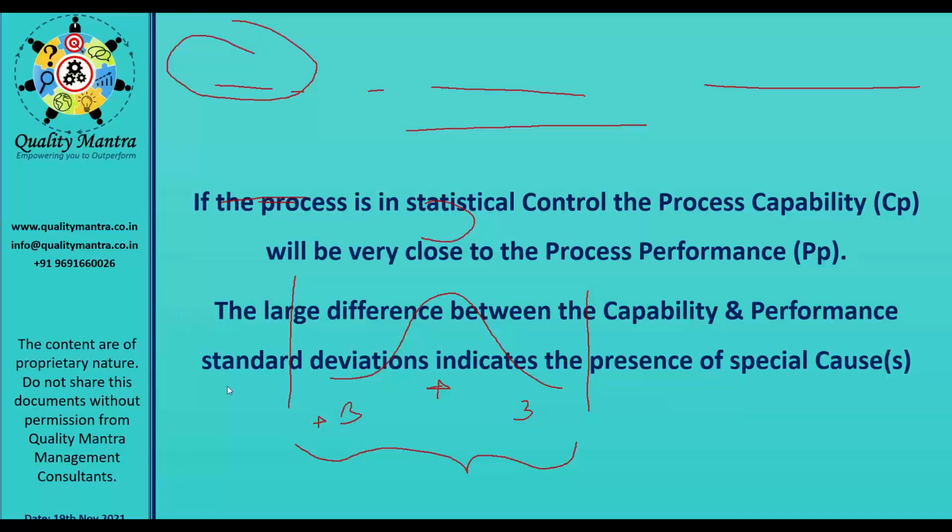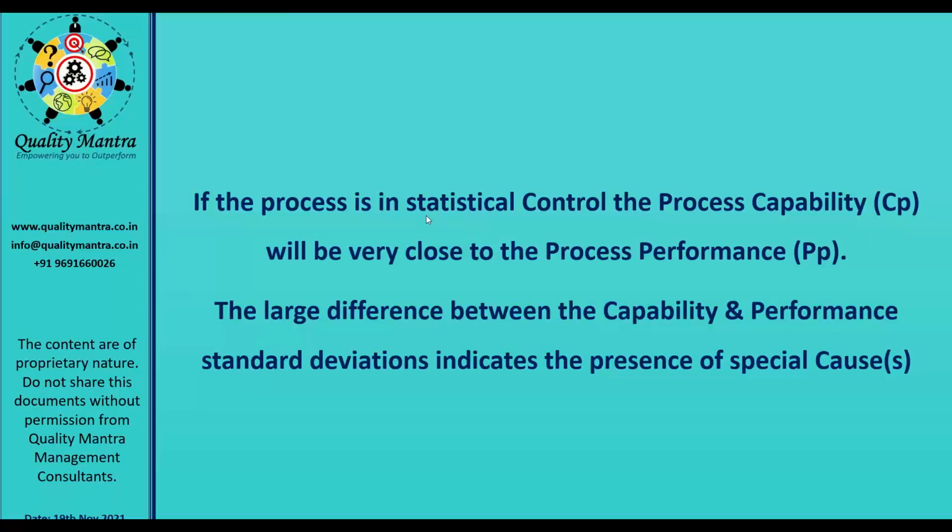Now, if the process is in a state of statistical control, the CP and the PP will be close to each other. Please note it down. If your process is in a state of statistical control, your CP and PP, the process capability and the process performance, will be close to each other. And if there is a large difference, it means there is a special cause present.